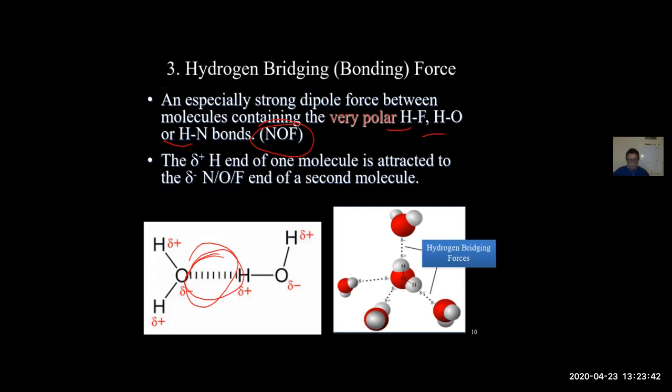Okay. So to summarize this part, for hydrogen bridging, you must have nitrogen, oxygen, or fluorine bonded to hydrogen. Otherwise, everything else is just a dipole when it comes to polar molecules. Okay.